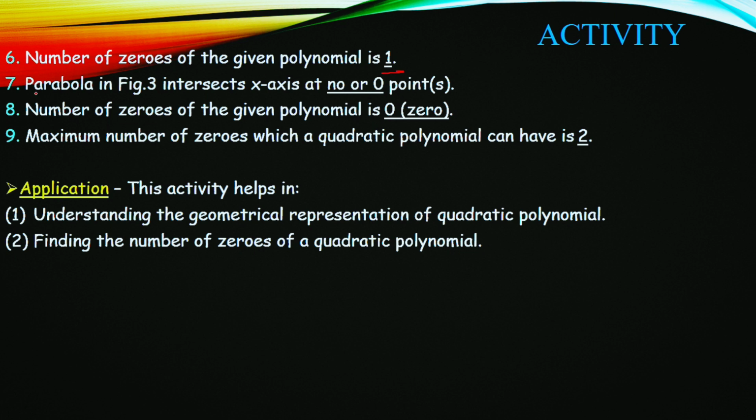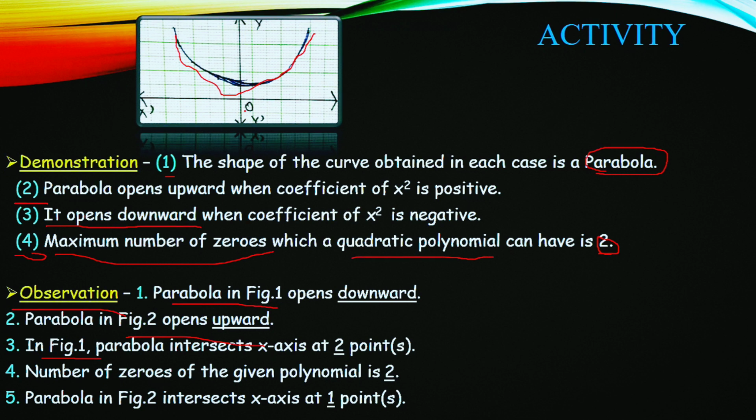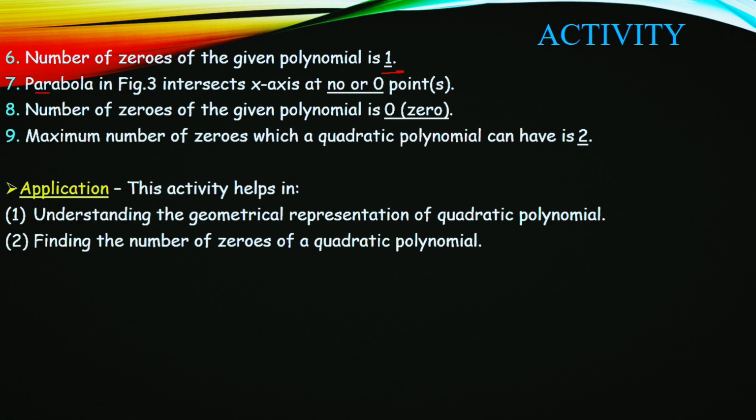The next thing we observe is that the parabola in figure 3 intersects the x-axis at no or 0 points. This is the y-axis, this is the x-axis. It is not intersecting the x-axis at any point. So the parabola in figure 3 intersects the x-axis at 0 points, and the number of zeros of the given polynomial will also be 0.